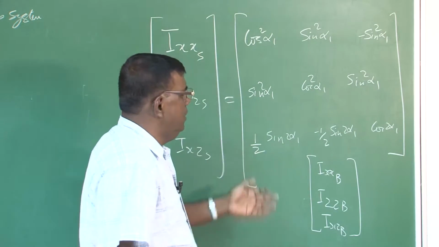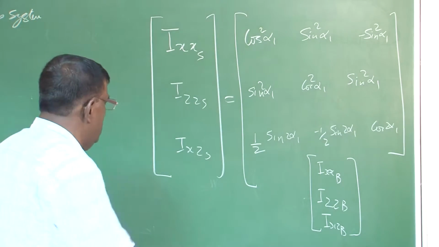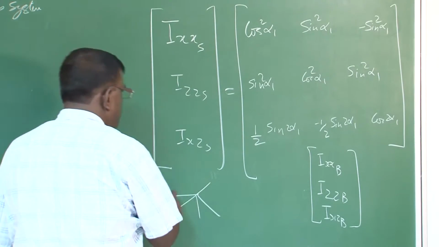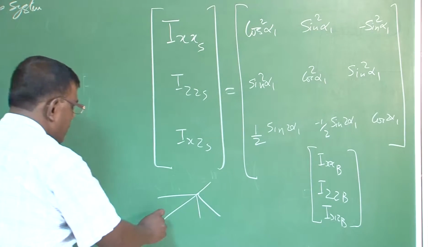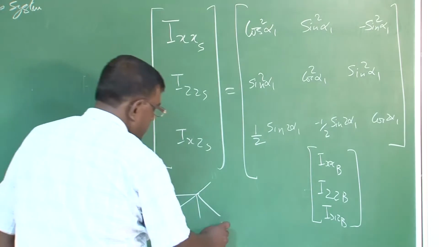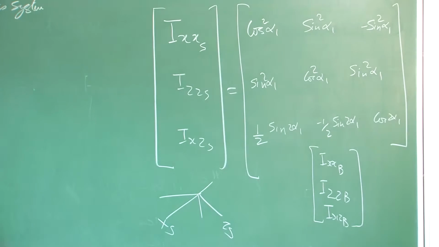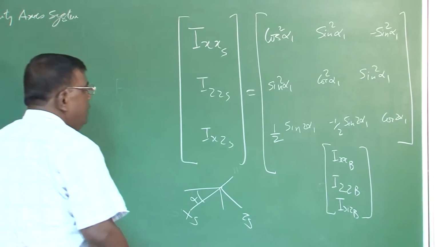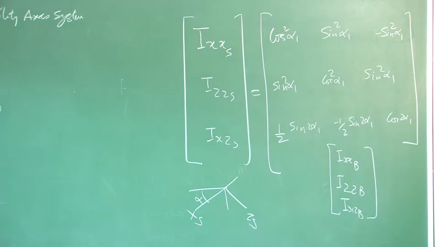How do I do body axis transformation? That is, if this is x, y, and z, then how can the values which are measured with respect to x be transformed about another axis which is rotated by angle alpha? You can please cross check this.